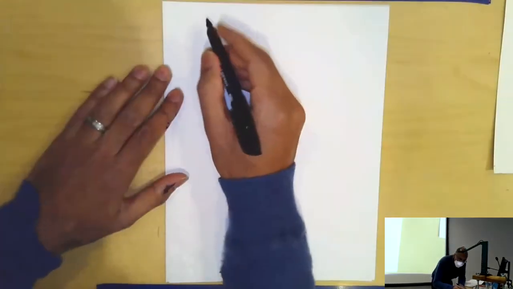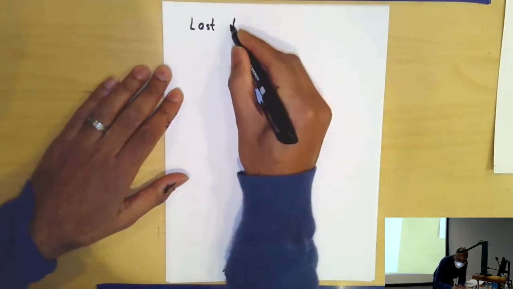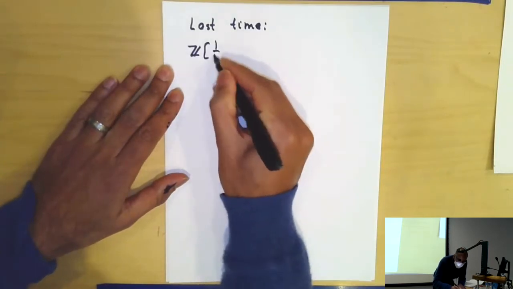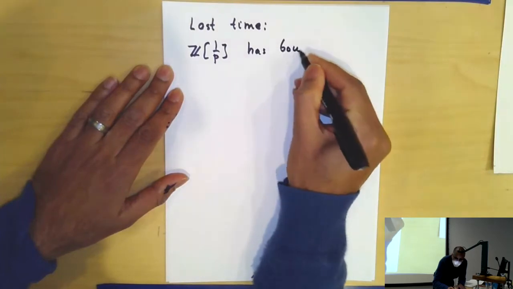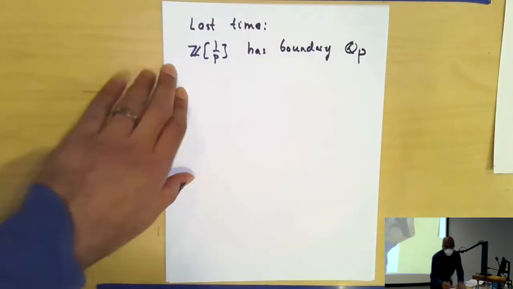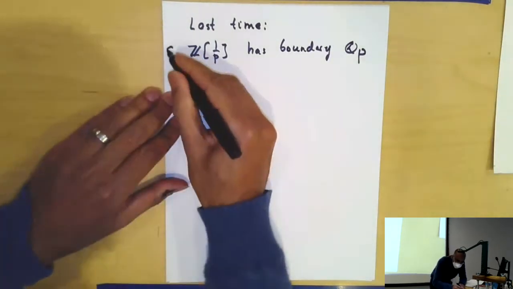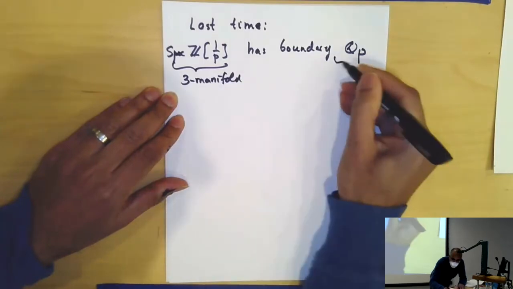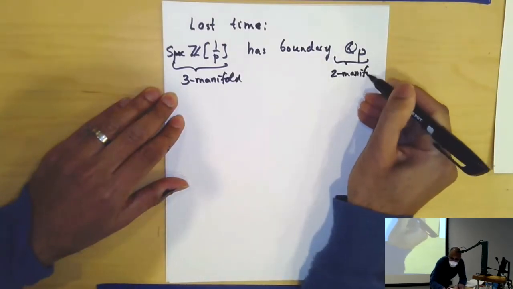Now let me start, in the tradition of these lectures, by giving a kind of correction to what I said before. But since it's a fairy tale, no mathematical corrections are required. It's rather a correction to the picture. So last time we said that Z1 over P has boundary QP, or more precisely, the spectrum of this is like a three-manifold with boundary QP, which is like a two-manifold.